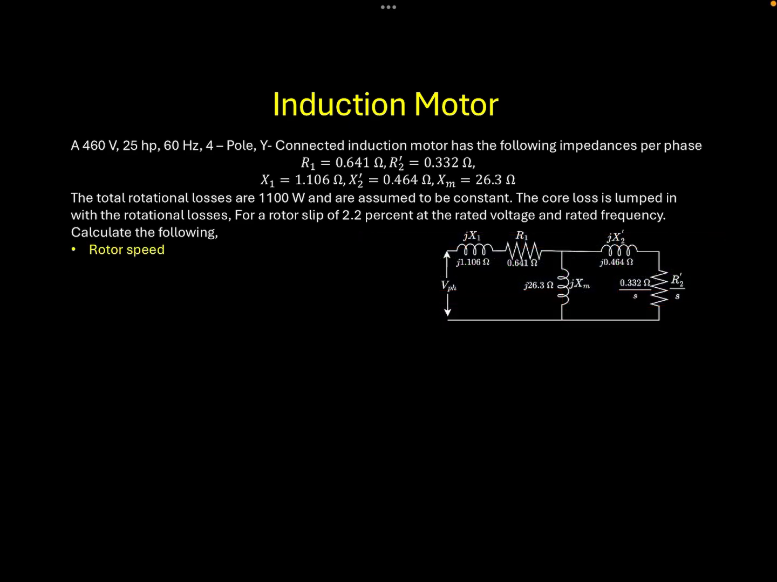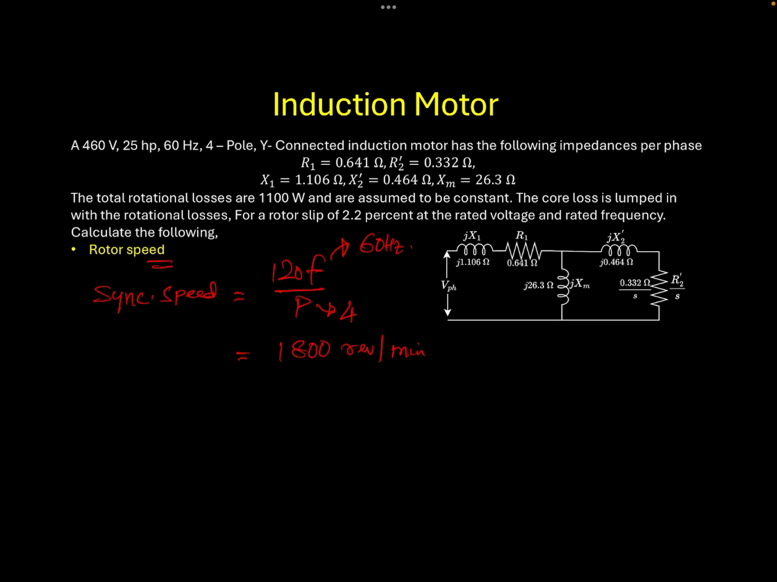Now calculate the rotor speed. In order to calculate the rotor speed, first we need the value of the synchronous speed. The synchronous speed is usually 120 times the frequency of the power supply upon the number of poles. Now the frequency is given as 60 Hz and we have a 4-pole machine. If we substitute these values, we get the speed as 1800 revolutions per minute.